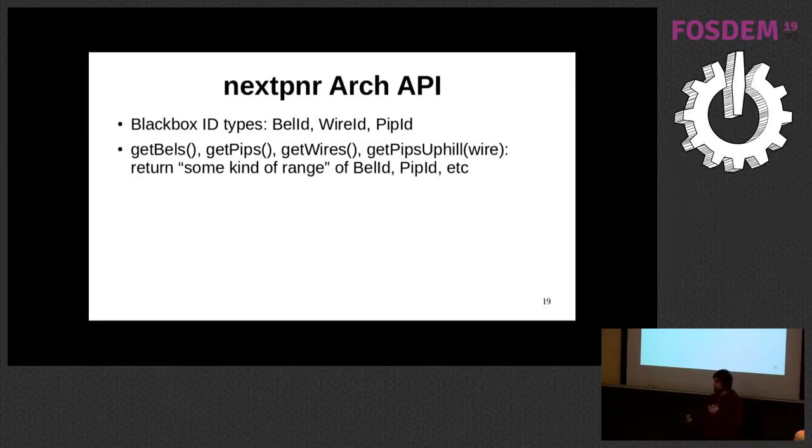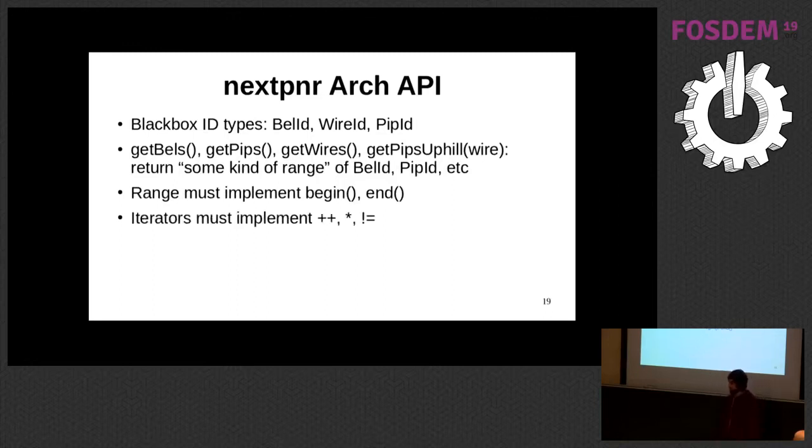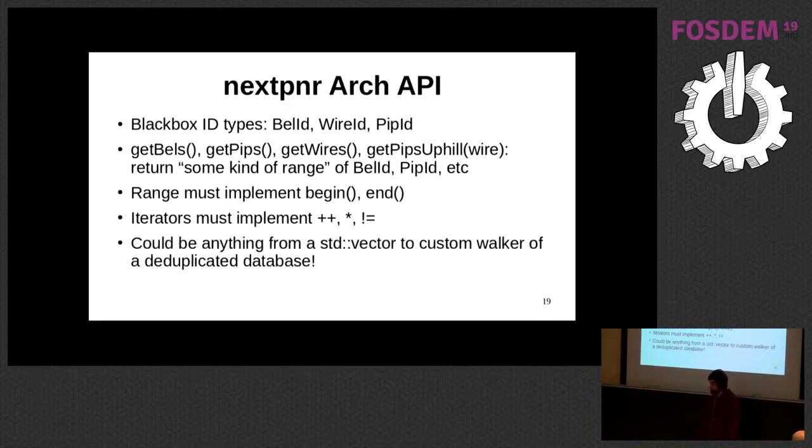These are specified to return some kind of range, as we say, of a bel ID, of a pip ID, etc. Again, we don't actually mandate how that range is implemented. We say a typical C++ range has to implement begin and end. Those return iterators. Iterators have to implement ++, dereferencing, and not equal to. This is, I think, quite a bit more liberal than the C++ specification, really. But this is all we require.